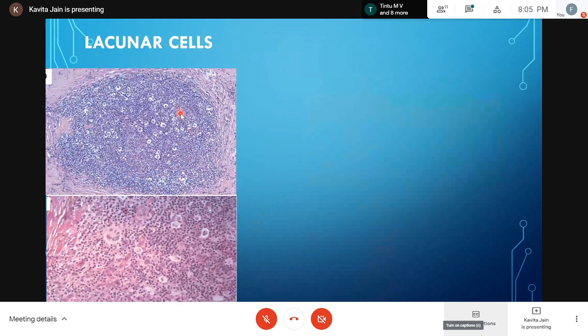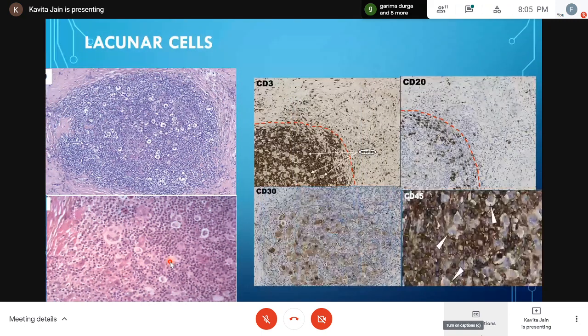Now coming down to the high power, we have these lacunar cells. Again, as I told you, they have a clear cytoplasm. Lacunar cells can be multilobated, binucleate, or mononucleate. Now, these are obviously positive for CD30. Most of the times the problems are solved by CD30. I've noticed this most of the times, even when there is scant material. Then again, CD45 interpretation is very difficult, but still with an experienced eye, we can say that these cells are negative.